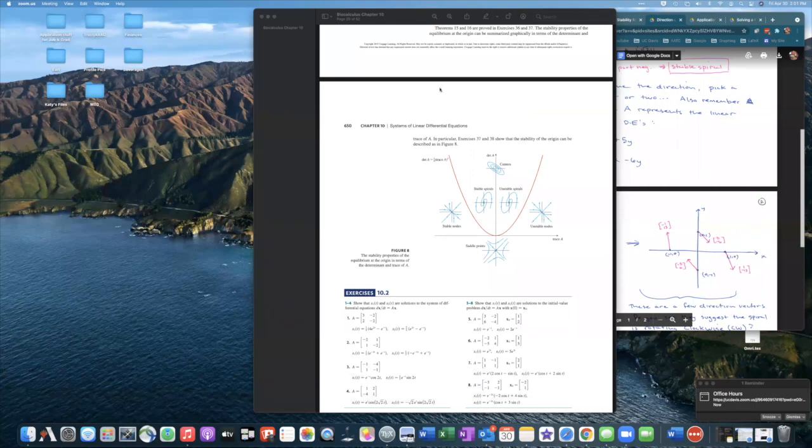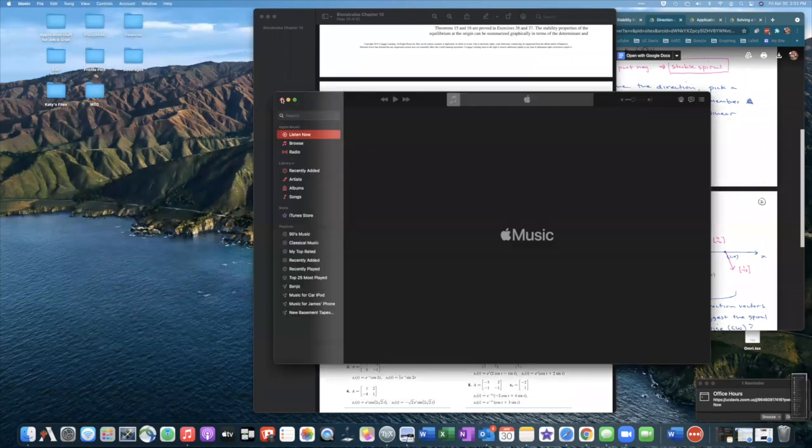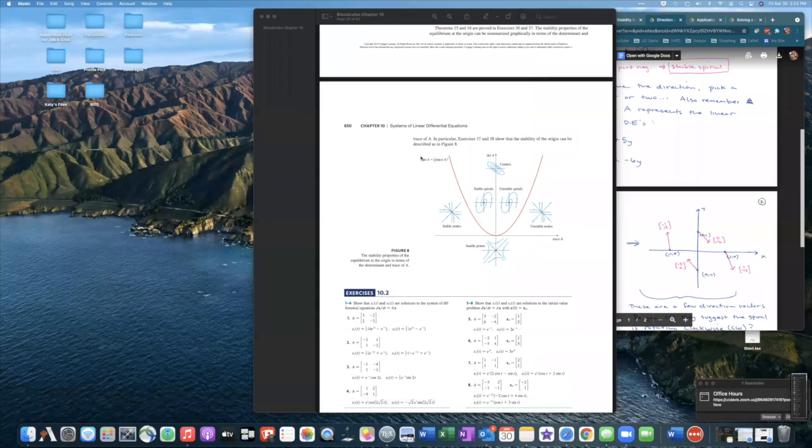Yeah. So, right here you can see. Why do I always accidentally open iTunes? Stupid. Sorry.